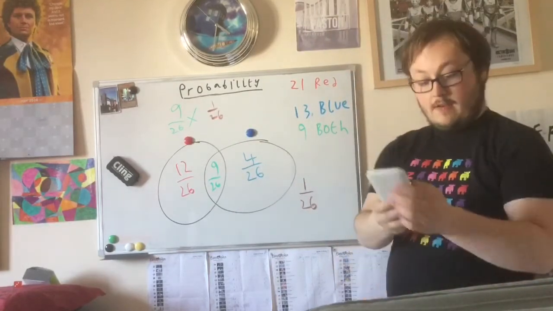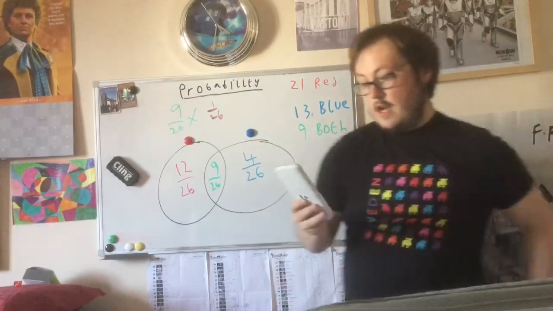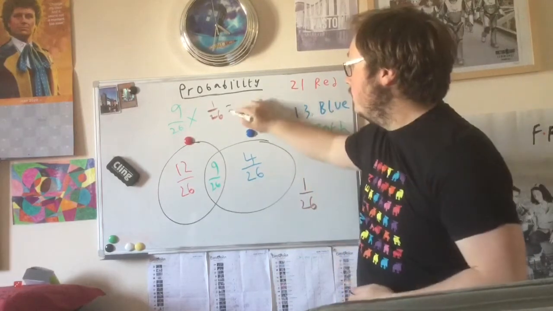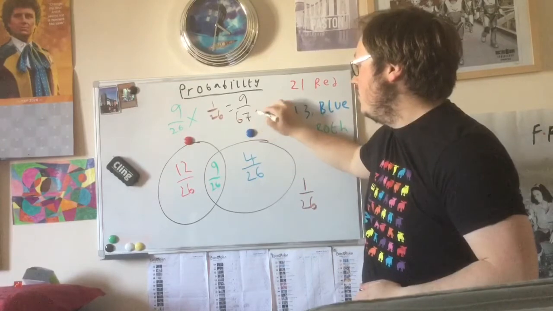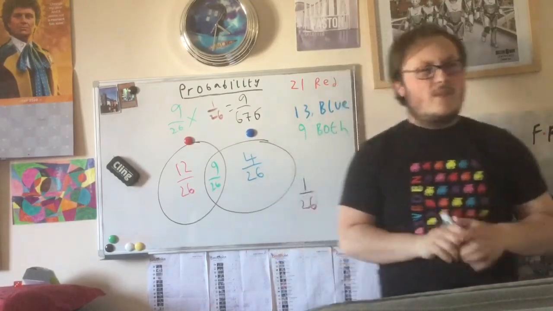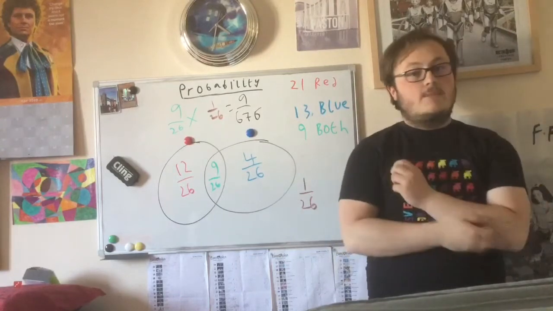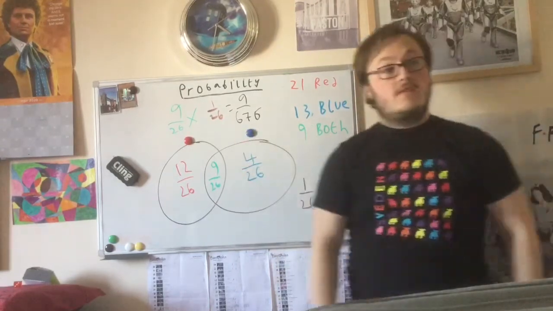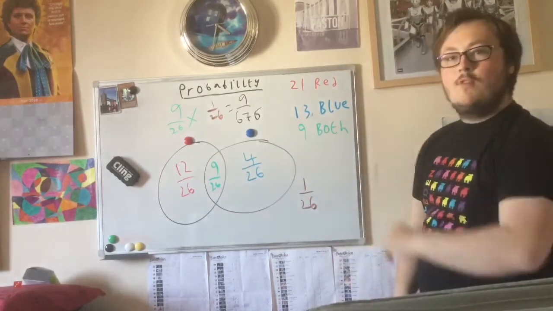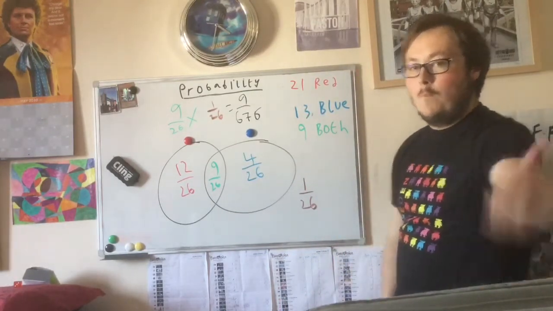Multiply them together in your calculator, and you will get 9 over 676, which is 0.0133 to 4 decimal places. Very small odds that would happen, but it's not impossible. Now, let's move on to a different example.